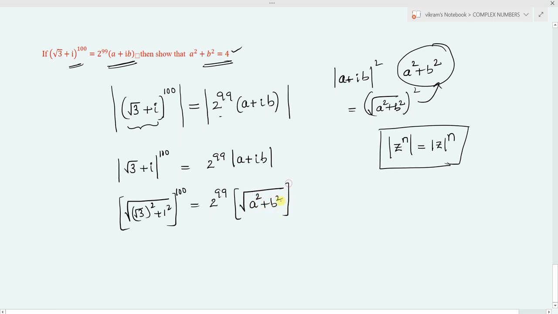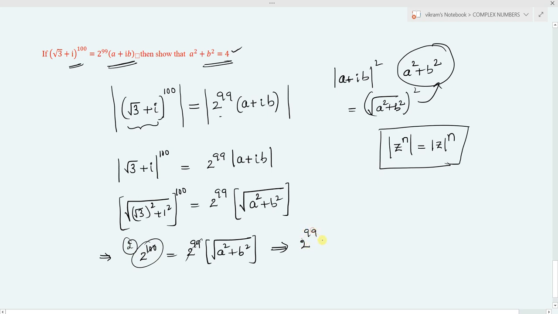So the square root of 3 whole square means 3, plus 1 is 4, and the square root of 4 is nothing but 2, so 2 power 100 equals 2 power 99 into the square root of a square plus b square. That implies if we cancel out here, we will get only 2. Then let me simplify it again.